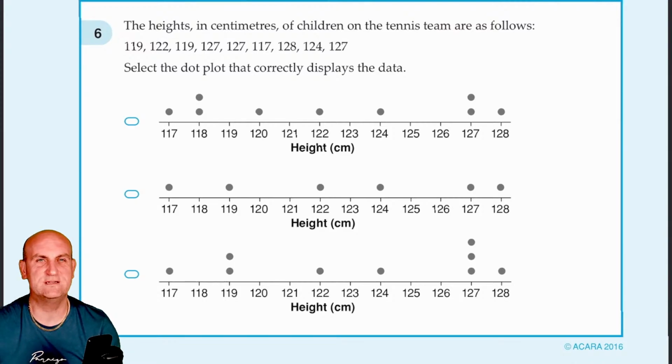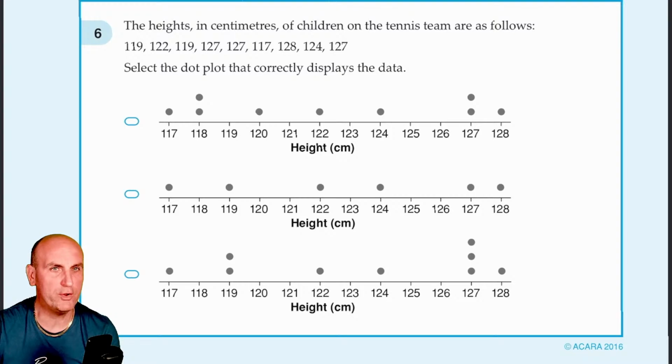The height in centimetres of children on the tennis team are as follows: 119, 122, 119. Select the plot that correctly displays the data. Right, okay, so I'm now going to look for the differences. I think that the differences here are quite useful.